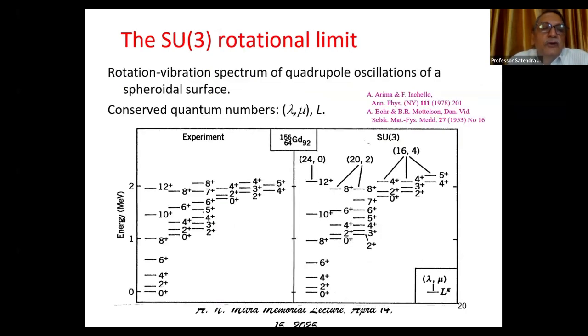This is the typical spectra for this SU3 limit. The example is 156Gd. On the left-hand side is the experimental energy spectrum for the lower states up to 2 MeV, while on the right-hand side is from the SU3 limit. Next slide, please.